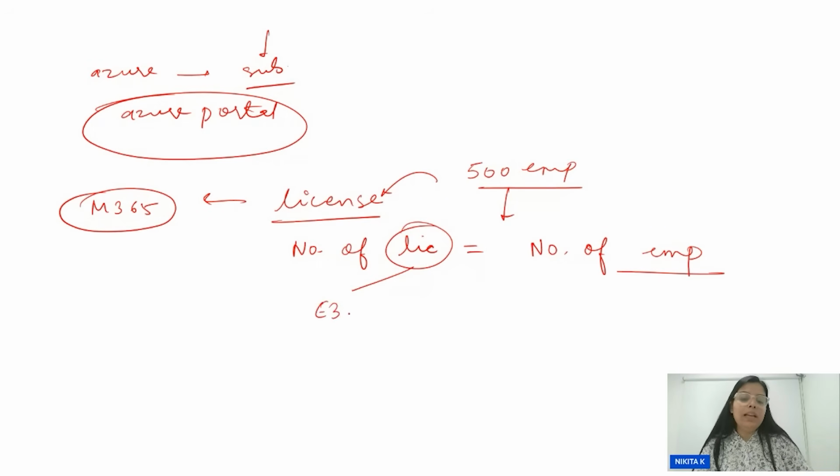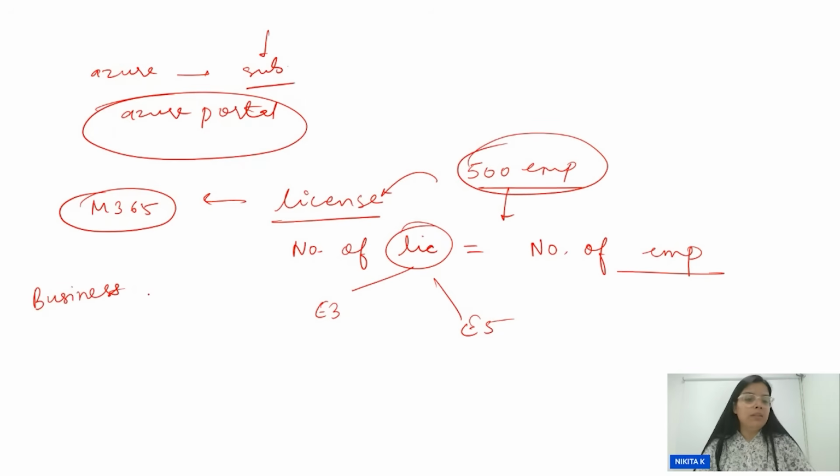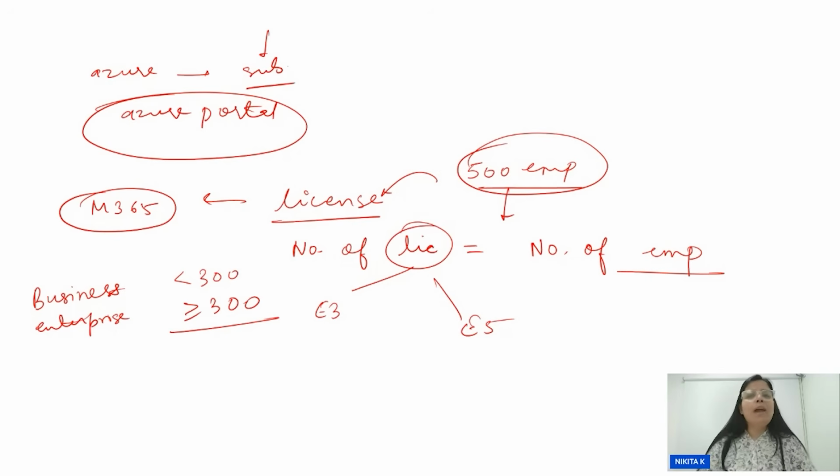Either you can go with E3 license or you can go with E5 license also. We are having business licenses also, and enterprise level licenses also, depending on the capabilities and the number of employees. If you want a business level license, then your company size should be less than 300. But if you want to go with an enterprise level license, you can have more than 300 employees in the organization. It can go to 500, it can go to 1 lakh, it can go to 1,000. Accordingly, you can assign the license to your users. Your enterprise comes with E3 or E5.